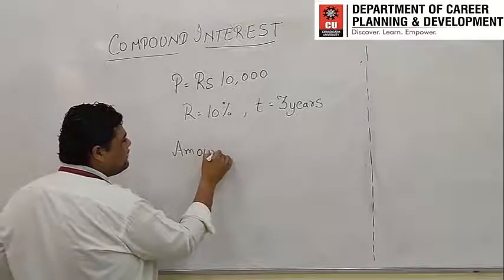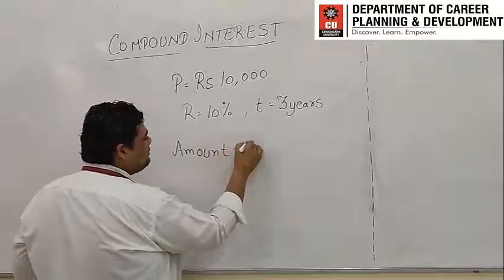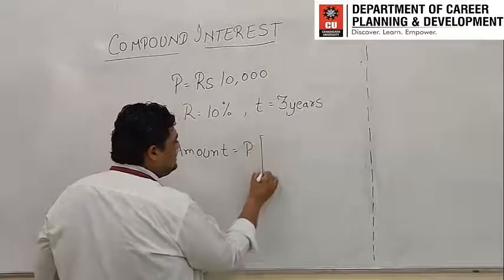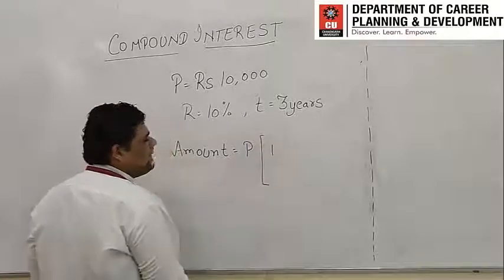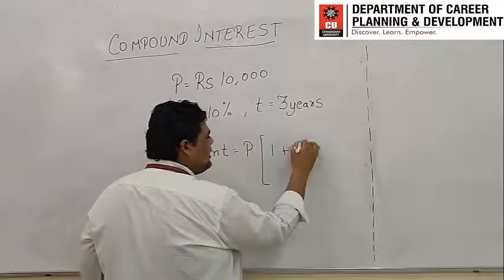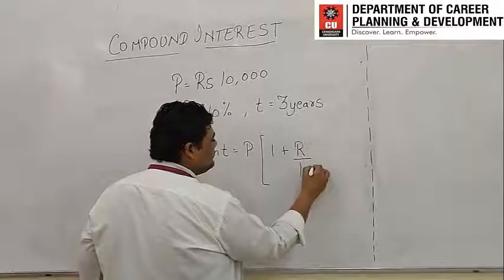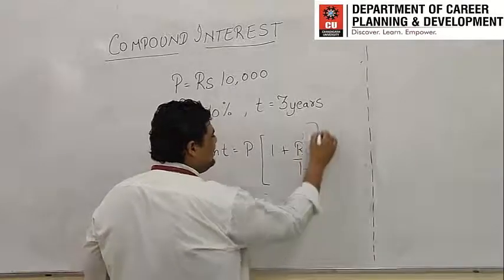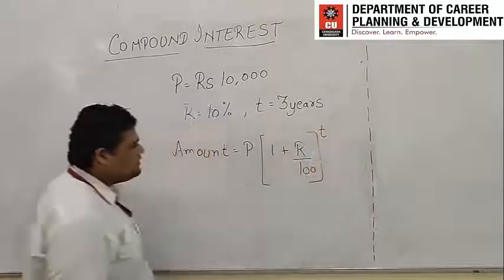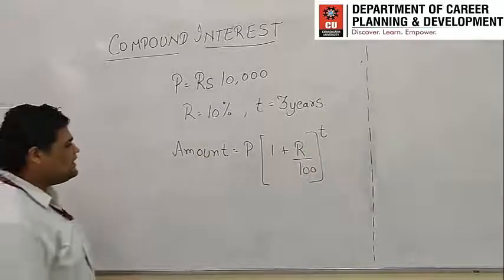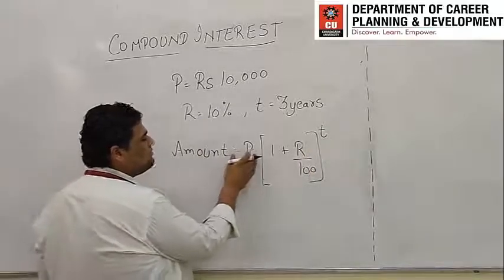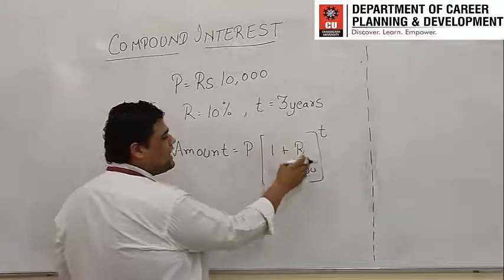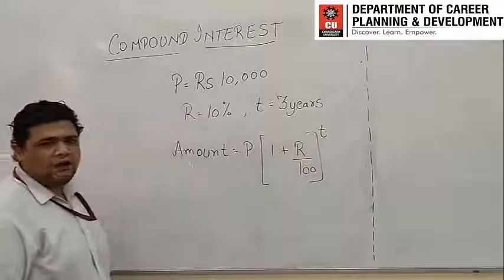So the formula for the amount will be equal to P multiplied by 1 plus R upon 100 raised to the power time, that is T. Amount will be equal to principal multiplied by 1 plus R upon 100 raised to the power T.